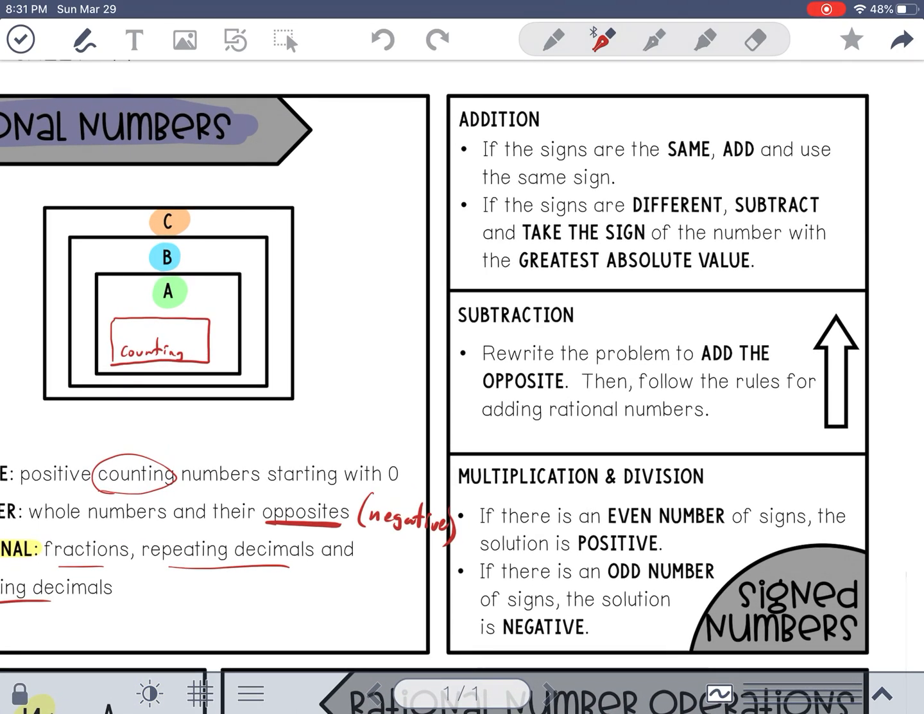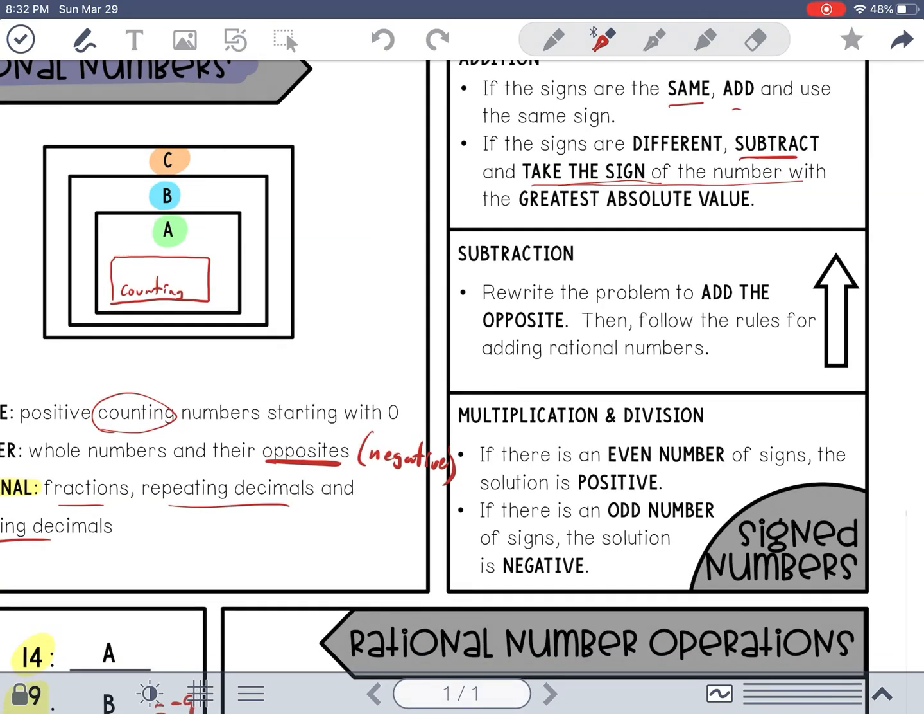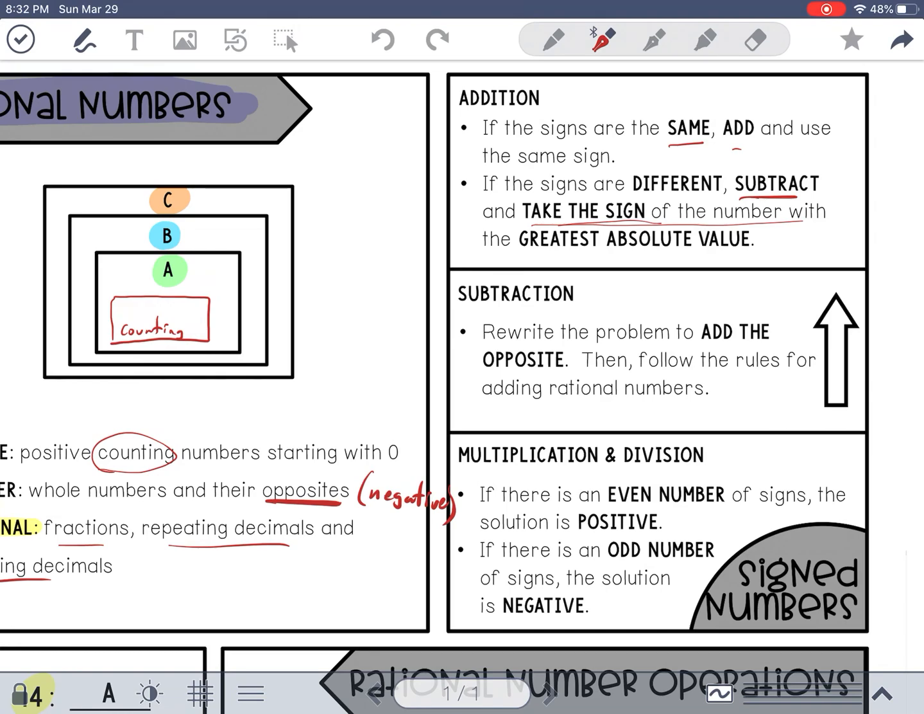Now we're looking at operations of rational numbers. If you've got addition, if the signs are the same, then you add them and use that same sign. If they're different, then you subtract those numbers and take the sign of the number with the greatest absolute value. Subtraction: rewrite the problem to add the opposite. What that means is if it says -6 plus 4, you would want to write that as 4.